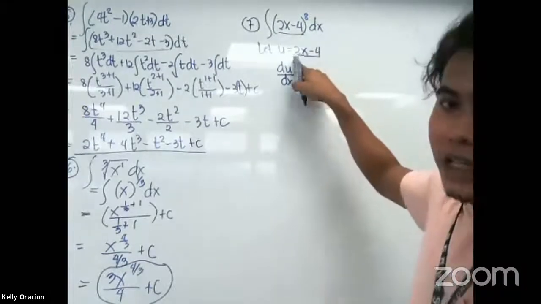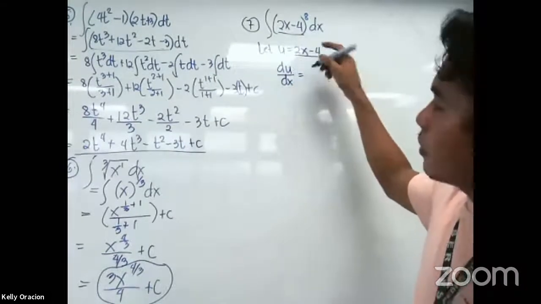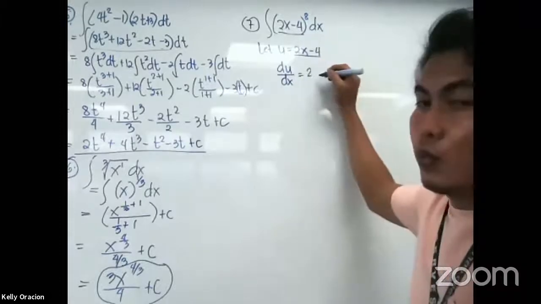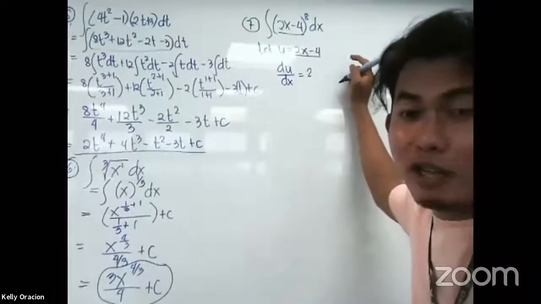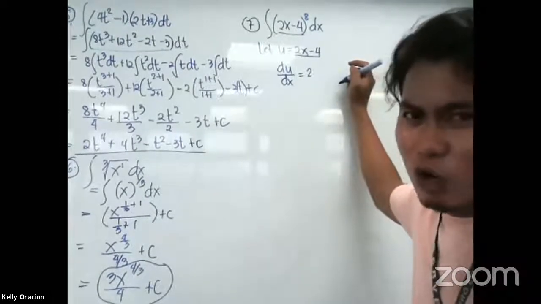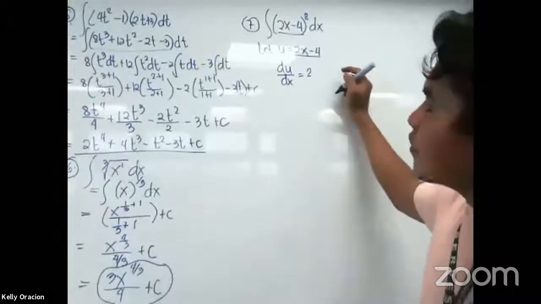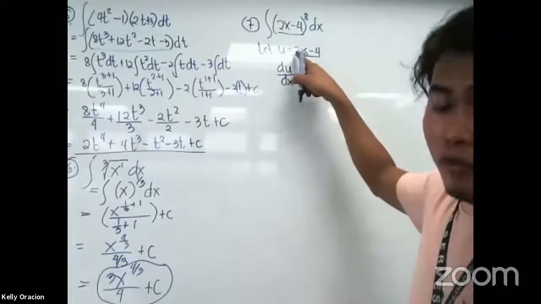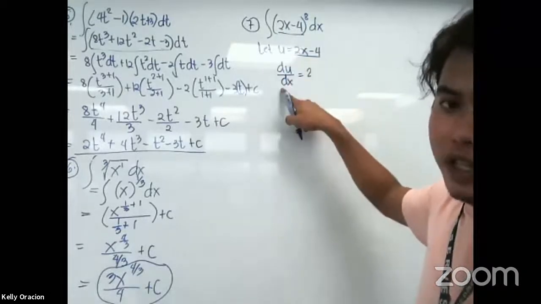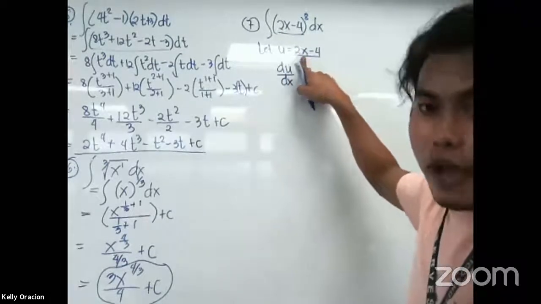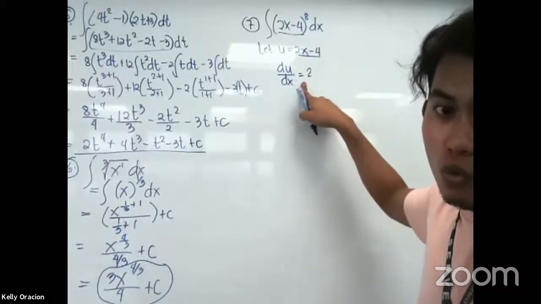Whilst, what's the derivative of 2x? The derivative of 2x is 2. Then minus 4. What's the derivative of minus 4? Di ba 0? So, ay naibot ang 0 kay constant. So, again, the derivative of u with respect to x is du over dx. The derivative of 2x with respect to x is 2.